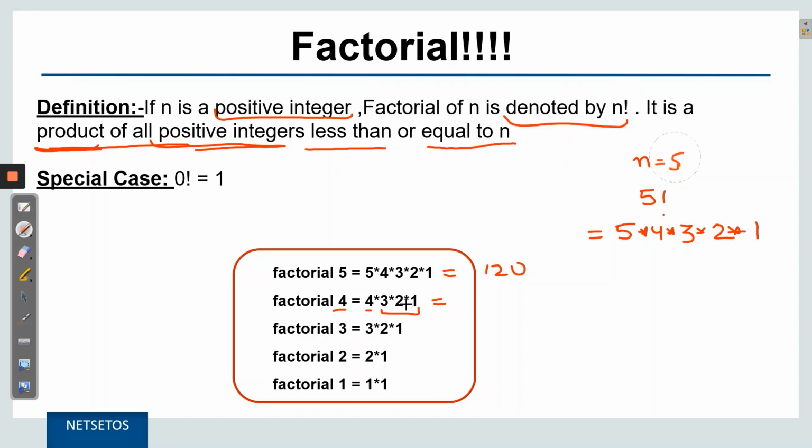For 4, equal to 4 and less than 4 but all positive integers, so 4 into 3 into 2 is 24. For 3, equal to 3 and less than 3 but all positive integers, so it will be equal to 6. For 2, 2 into 1 will be 2. It should be all positive integers. Make sure there is a special case: 0 factorial is always 1.